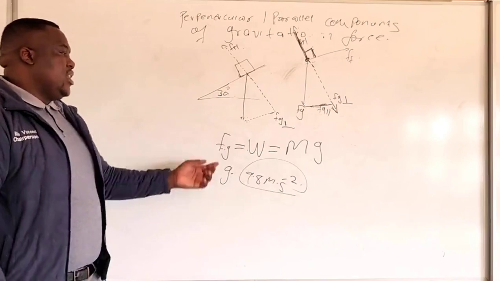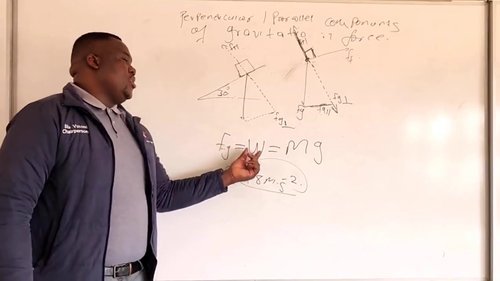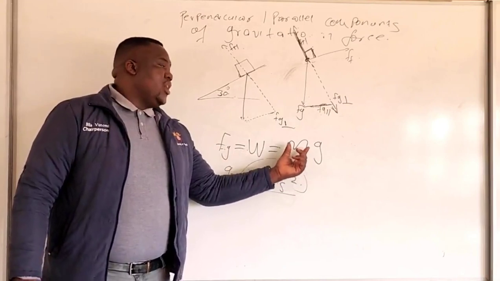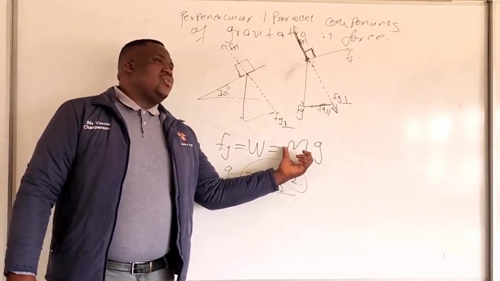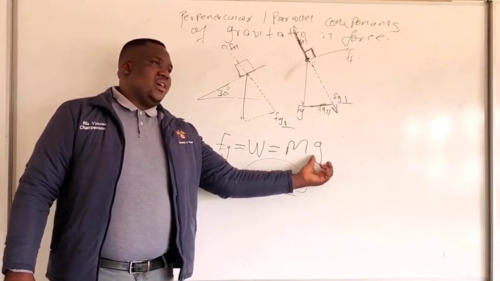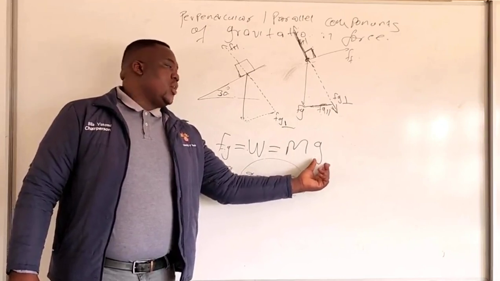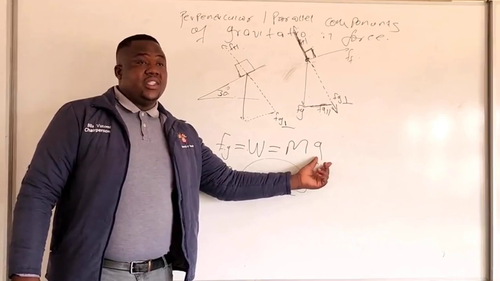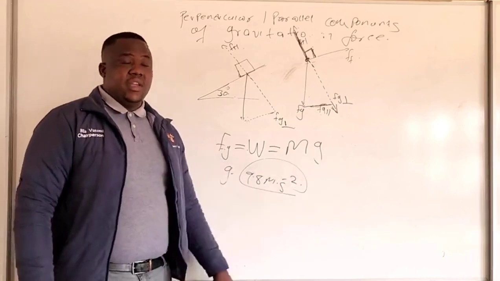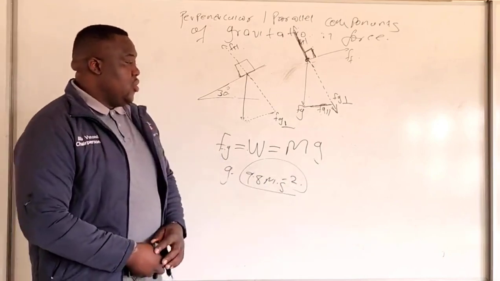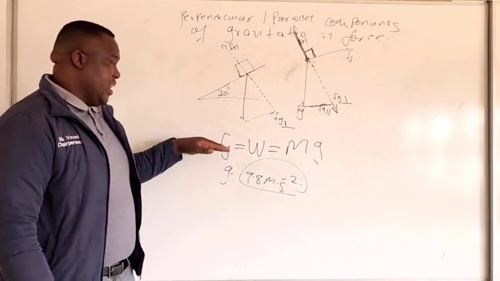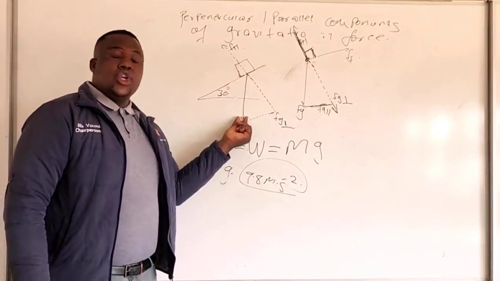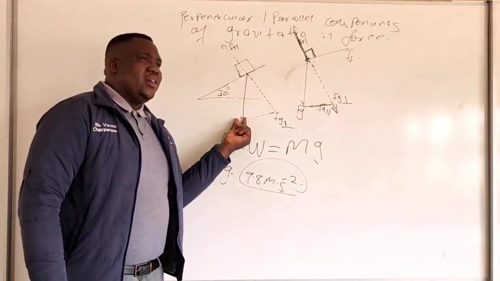Meaning that the gravitational force, which is equal to the weight, is equal to the product of the mass of the object multiplied by the gravitational acceleration, which is a constant. It does not change. It's 9.8. We also use it in work, energy, and power. So this is the formula for gravitational force. Which one is gravitational force? This line, not its component.